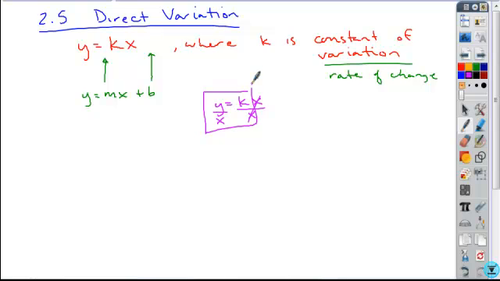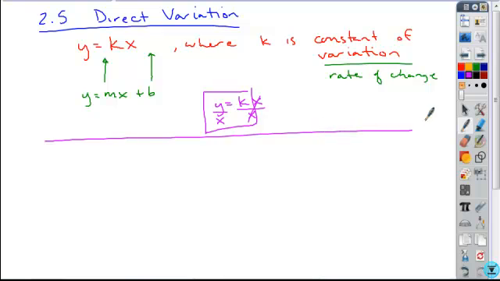So what that means is, since the ratio y over x is always going to be the same in a direct variation, that means if you multiply y by 2, what do you have to multiply x by? 2. If you multiply y by -5, what do you have to multiply the x by? So it's directly related, right? Whatever factor you scale y by, you have to scale x by the same factor. So that's why it's called direct variation. They're directly related as far as the scaling goes.